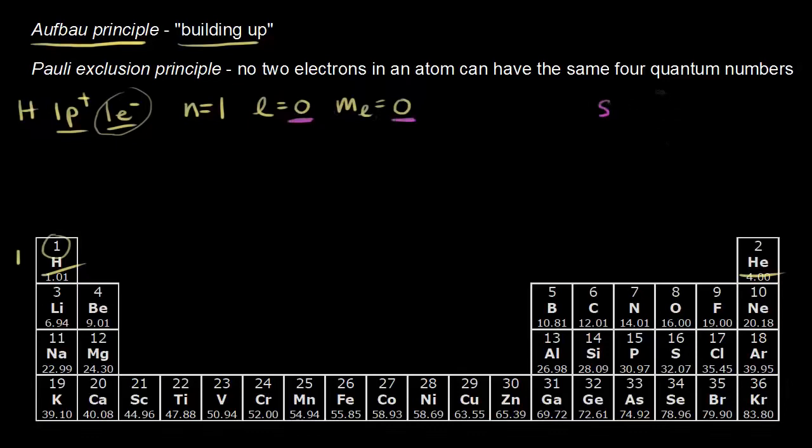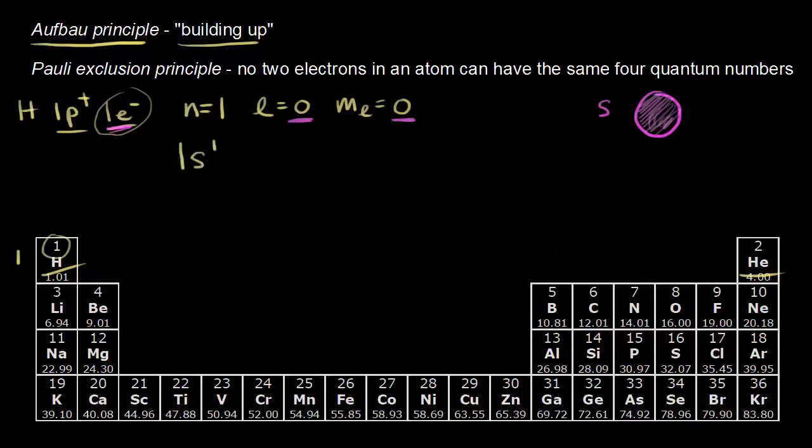An s orbital is shaped like a sphere, right? So in this sphere, in this three-dimensional volume here, this is the most likely region we're going to find this 1 electron. And so the electron for hydrogen is going to go into an s orbital in the first energy level. So let's go ahead and write the electron configuration. We write the electron configuration as 1s1.